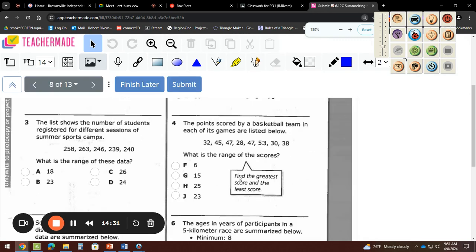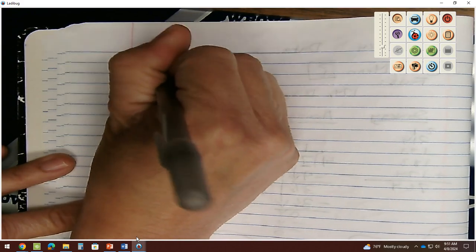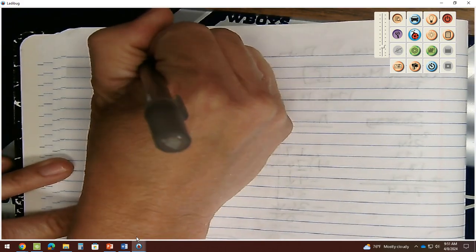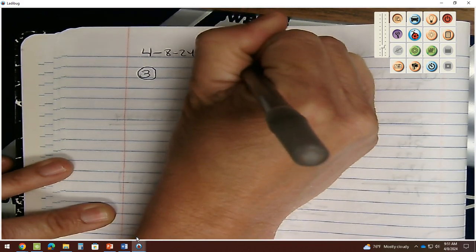Okay, let me see which one will be the hardest. I'm going to go with 3. Ready? Number 3 says, what is the range of these data points? What is the range? So what's my question? This is number 3. Oh, I'm in a new page, so let's put the date. It's 4/8/24, and we're still working with data.